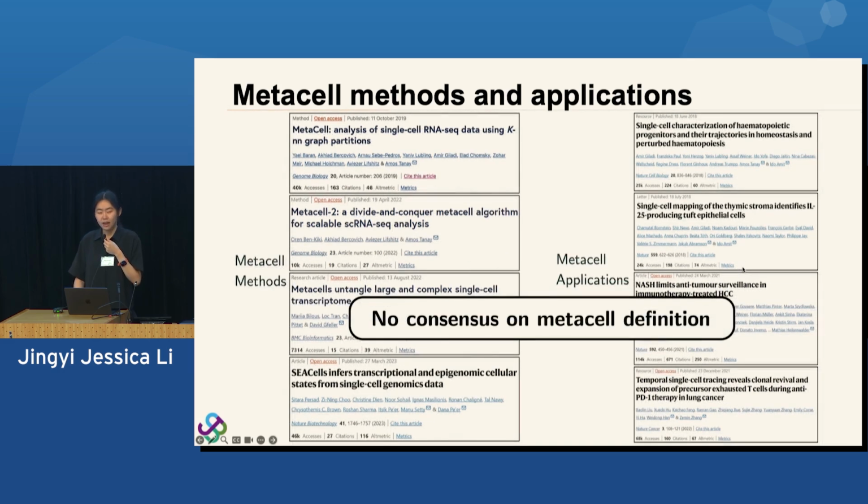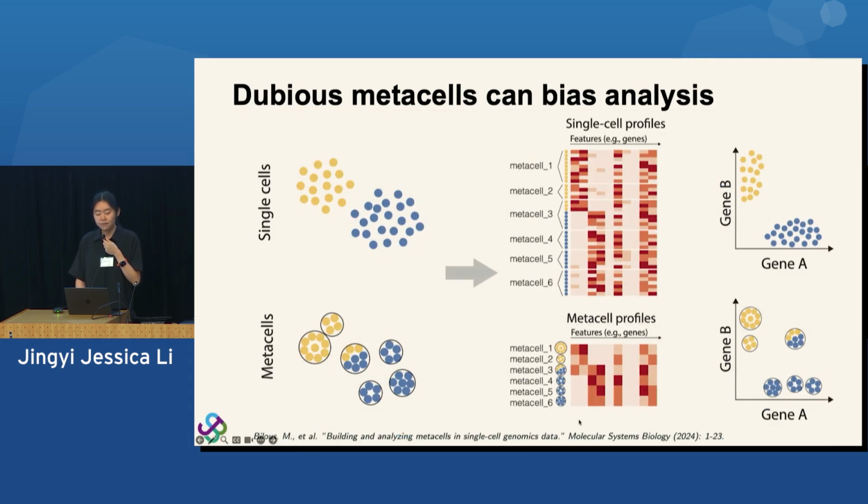However, if you look at how they constructed Metacells, there's no consensus. So let me just show you one example from a review paper that shows that if the Metacells are not defined well, your analysis could be biased. So the top row shows the single cell data, the bottom row shows your metacell data. Suppose that you know the single cells belong to 2 types. If a metacell you construct happens to contain single cells of different types, like this one, then including this metacell in your gene-gene co-expression analysis, you may have a false positive correlation between the 2 genes.